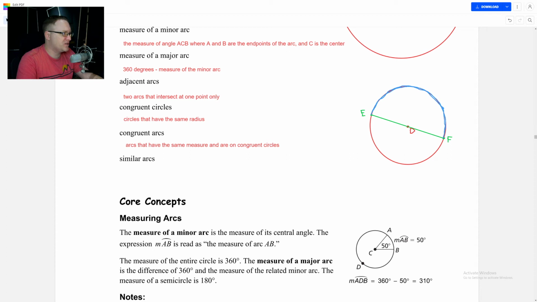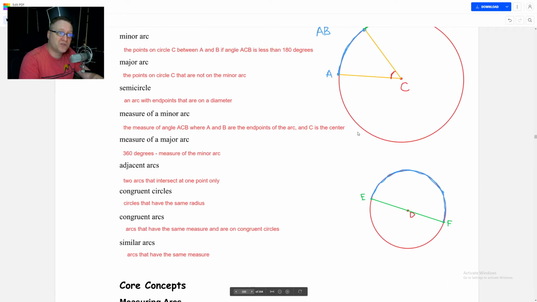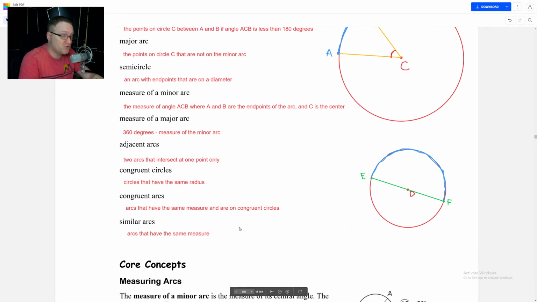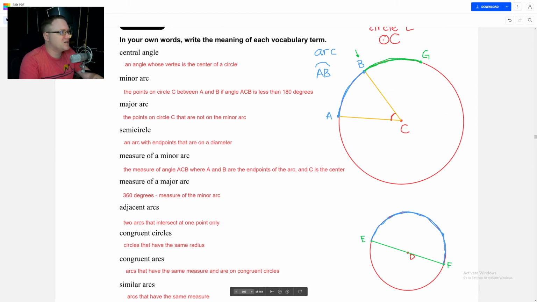And similar arcs is our last word that we need to know. Similar arcs are arcs that have the same measure. So if two arcs have the same measure, but they are not on two circles that are congruent, then they are similar. Let's look at an example of that.